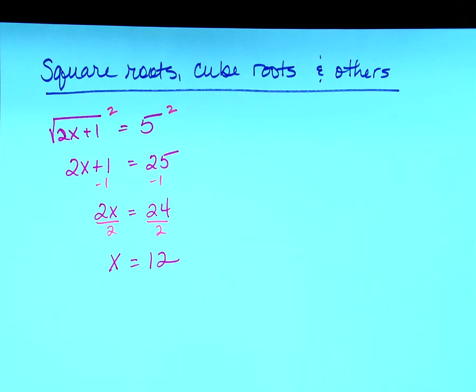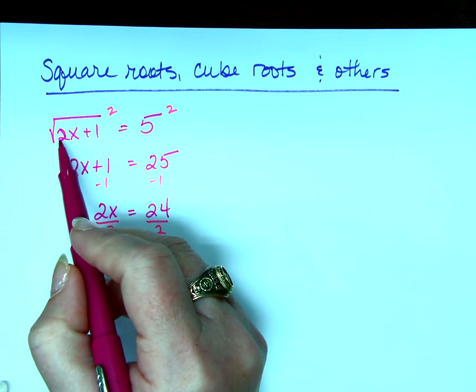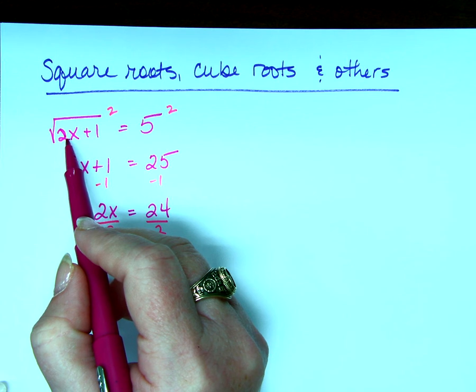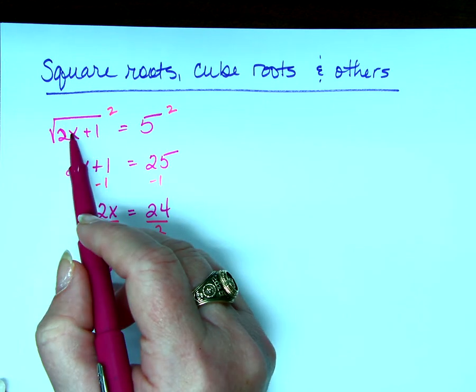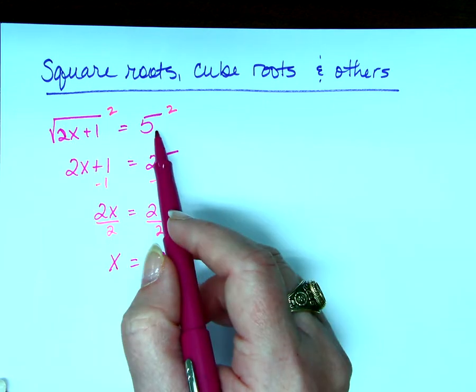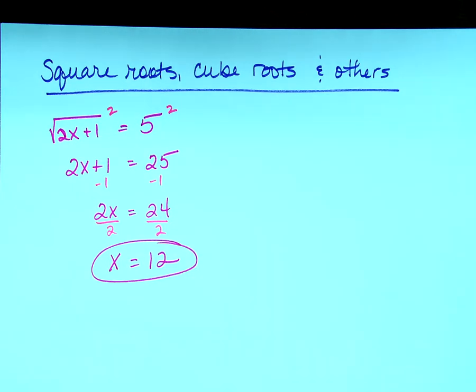Is it right? Could we be sure? 12 times 2 is 24, plus 1 is 25. What's the square root of 25? Does 5 equal 5? Then I'm sure of that answer, right? I'm sure of that answer.